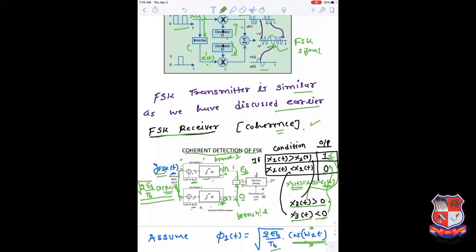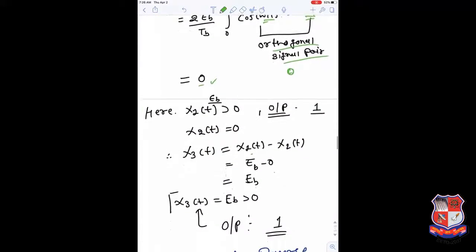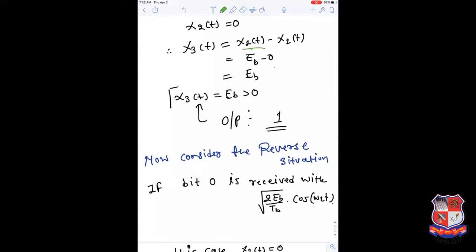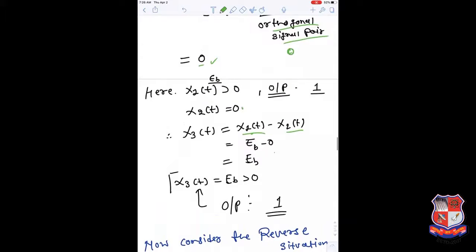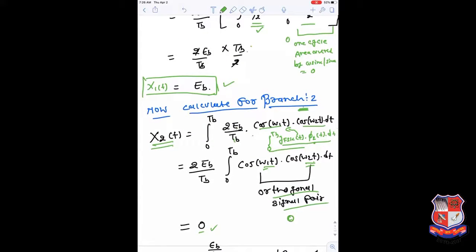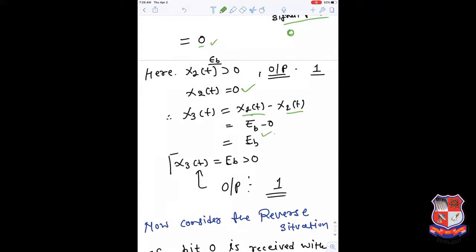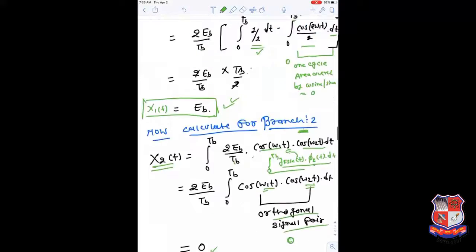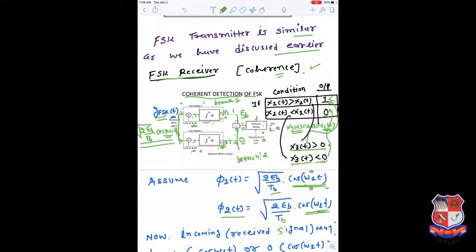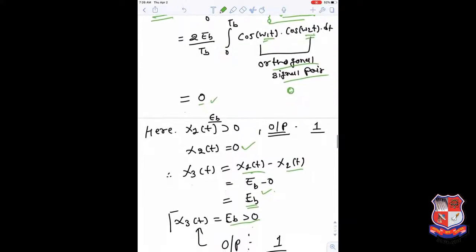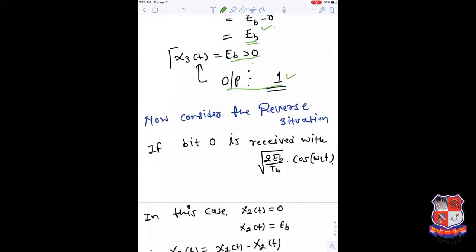So this is the role of the threshold devices: compare the input signal with 0. If it is above 0, decode it as a 1, and if it is below 0, decode it as a 0. Now x3 of t is the difference of x1 of t and x2 of t, so x2 of t would be 0 in this case, and x1 of t would be Eb. If you take the difference, Eb is basically the energy of your pulse or bit, and that is greater than 0. So the threshold detector will take the decision in favor of 1, and here we are getting the output as 1.